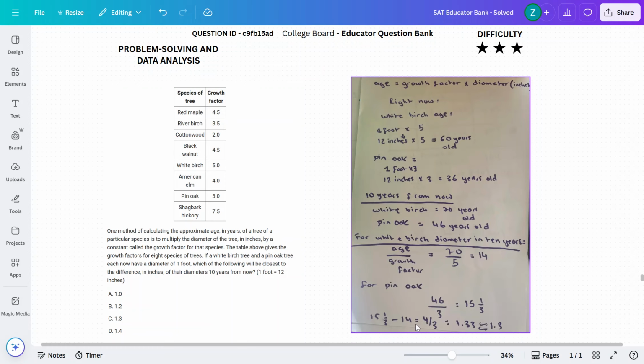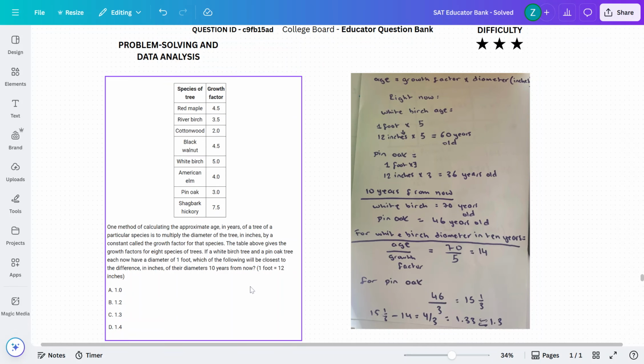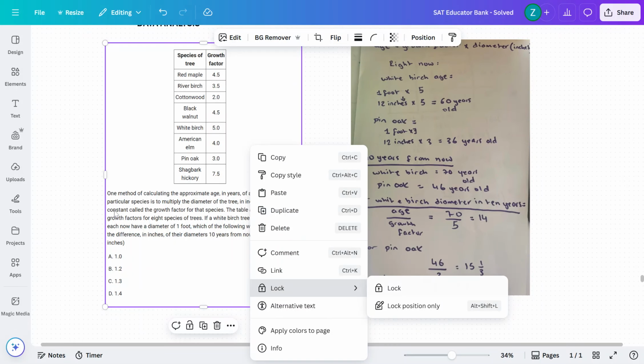And then we want to find the difference in diameters, right? The difference in diameters between the white birch tree and the pin oak tree is equal to 4/3, or when you put it in decimals, 1.33. Now 1.33 is the closest to 1.3 in this question, therefore C is the correct answer.